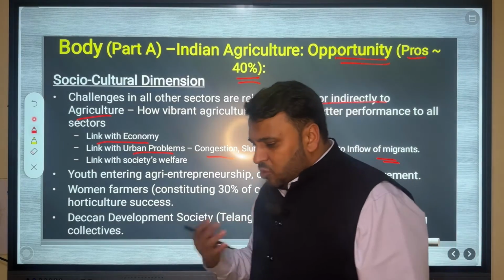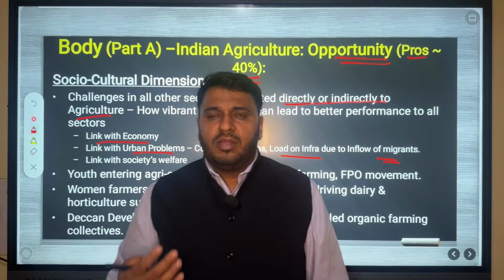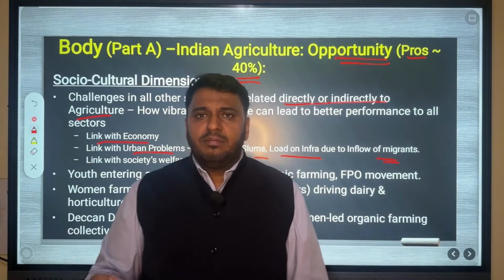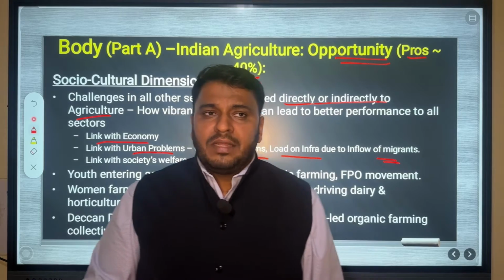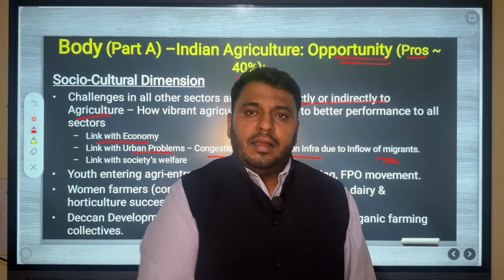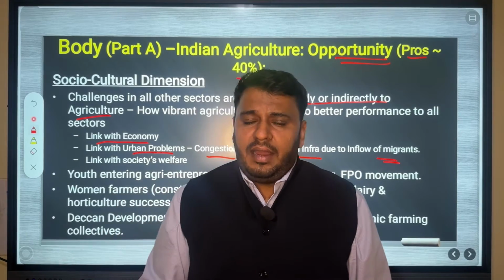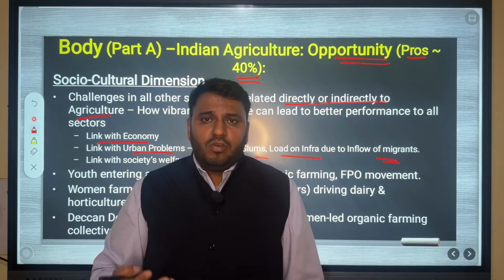Since there are not many prospects in the rural background, there is not much income that the farmers are getting. That is why they are forced to migrate. The small land holding size makes it uneconomical. The economies of scale do not come into play.